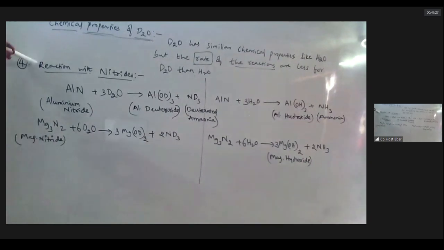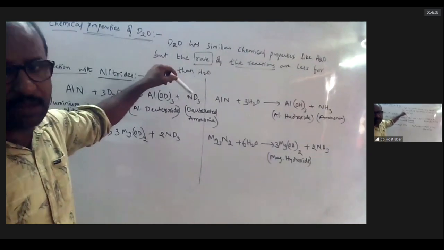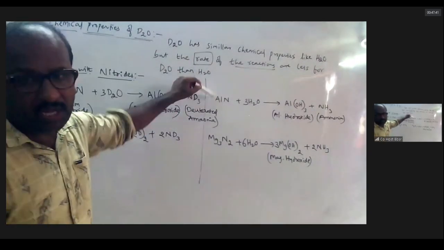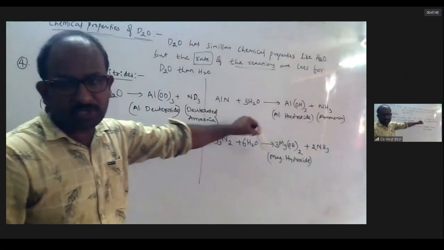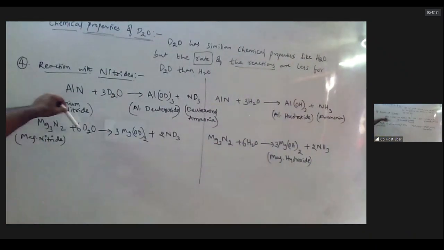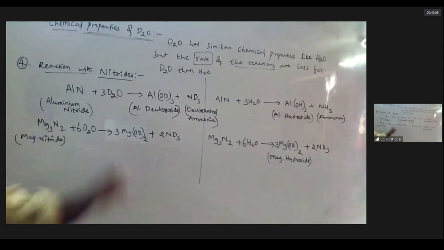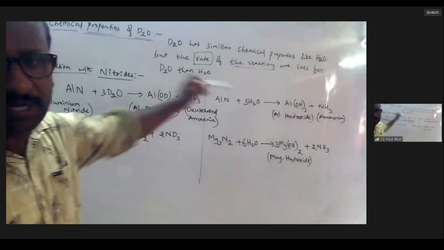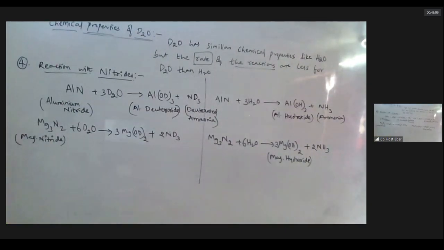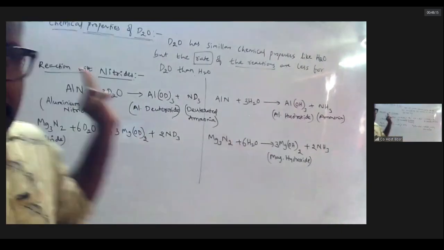So in reactions with nitrides, aluminum nitride and magnesium nitride react with water. Aluminum nitride gives aluminum deuteroxide plus ND3, deuterated ammonia, with D2O. With plain water, aluminum nitride gives aluminum hydroxide and ammonia. Here magnesium nitride with water gives magnesium hydroxide and ammonia, and with deuterated water gives magnesium deuteroxide and deuterated ammonia. Same reactions, but place deuterium in place of hydrogen. Okay, that is nitrides. So far we have covered reactions with metals, metal oxides, non-metal oxides and nitrides, right?